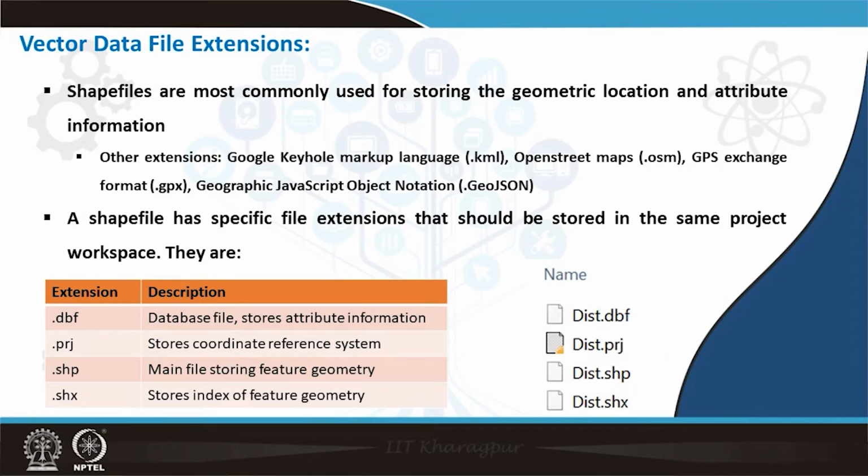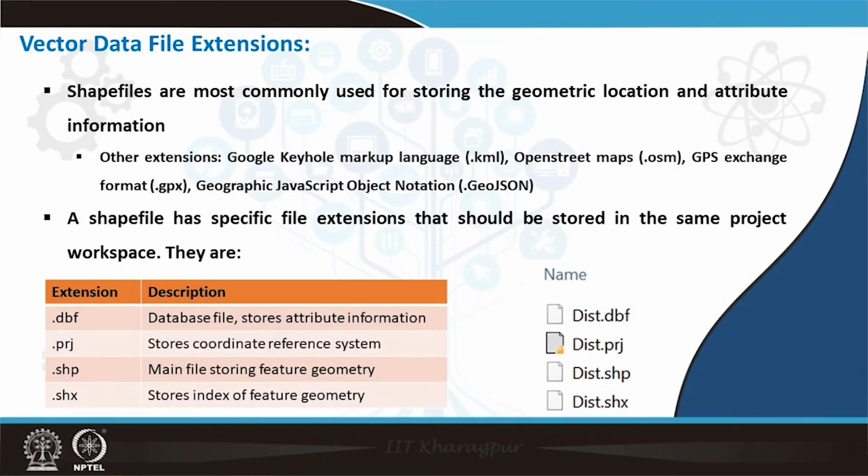Shapefiles are most commonly used for storing geometric location and attribute information. So the extensions of a shapefile include .shp, or the shapefile itself. Along with this, we have other three important extensions. The first one is .dbf, that is the database file. Here all the attribute information is stored. Then the second one is the .prj file, or the projection file. So the .prj file stores all coordinate reference system information.